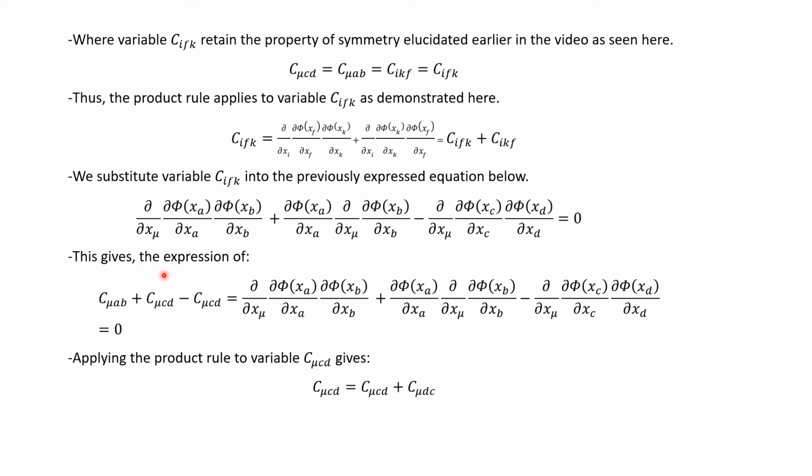This gives the expansion of here, when we set these notations equal to this. So you notice that we have this plus this equals this plus this minus this. So this term corresponds with this term, and this term corresponds with this term, all equal to 0. Applying the product rule to the variable gives this, which is just reiterating what these two expressions here, the product rule of that.